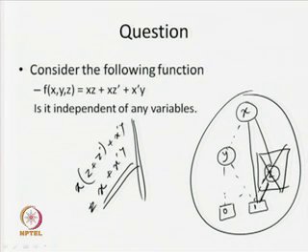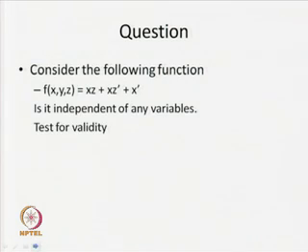variable z. Similarly, look at this very small and simple function I am giving: x z plus x z bar plus z dash. Is it independent of any variables? Is it valid? I can say it is valid if the resultant BDD is 1. Just try to construct it again. From the equation itself I can say that y is not there, so it is independent of y.